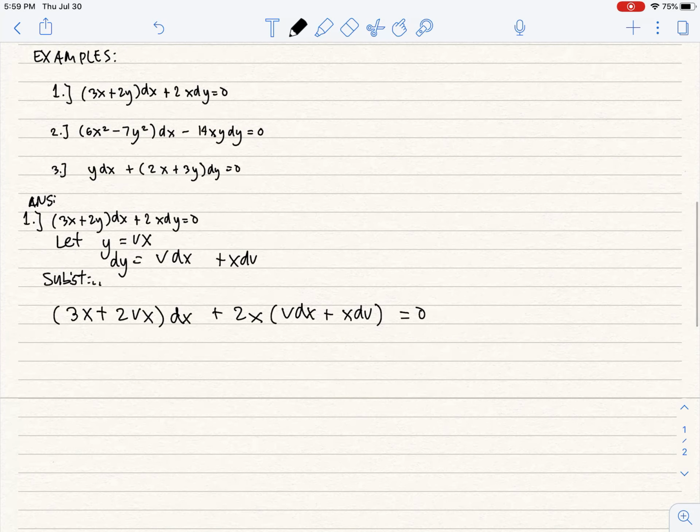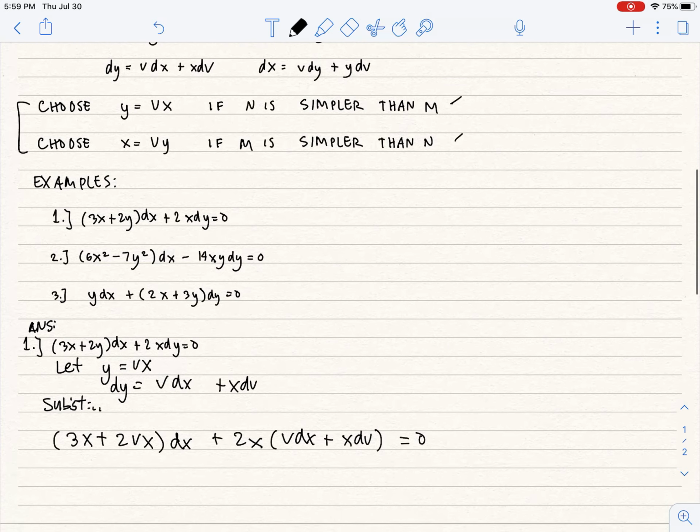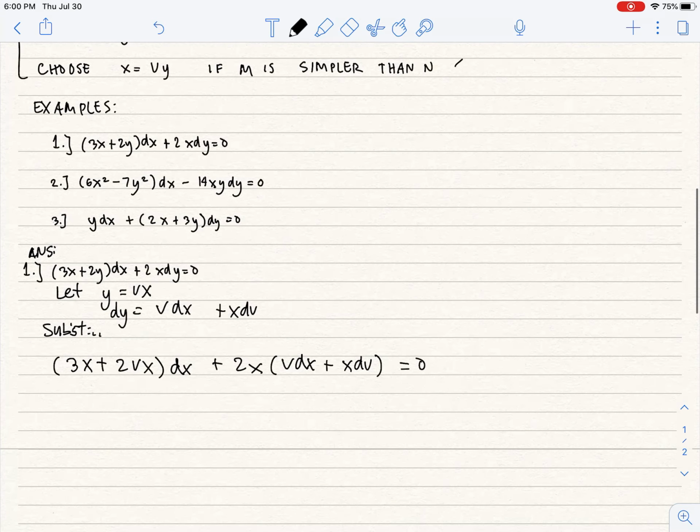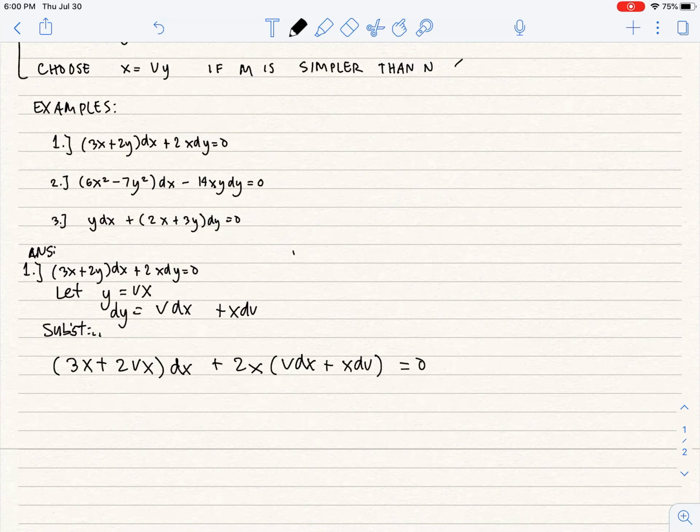Now for this example, if we did not follow these two conditions, it's still okay, the outcome is the same. But the difference in this example is on the right side, where we let x equal vy, then dx equals v dy plus y dv.